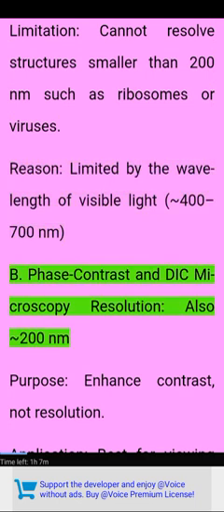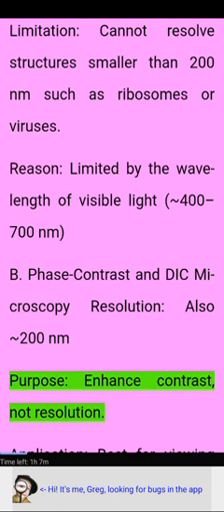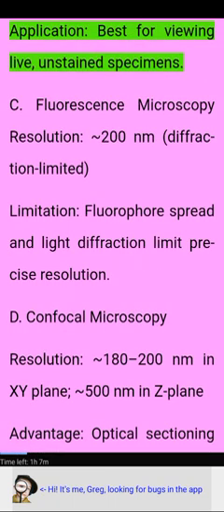B. Phase contrast and DIC microscopy. Resolution, also approximately 200 nanometers. Purpose, enhance contrast, not resolution. Application, best for viewing live, unstained specimens.